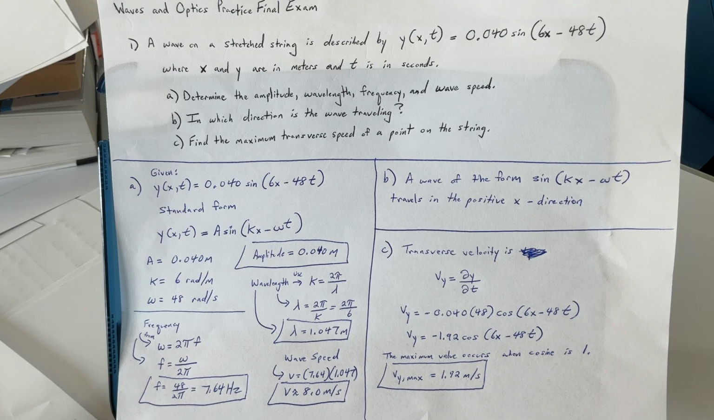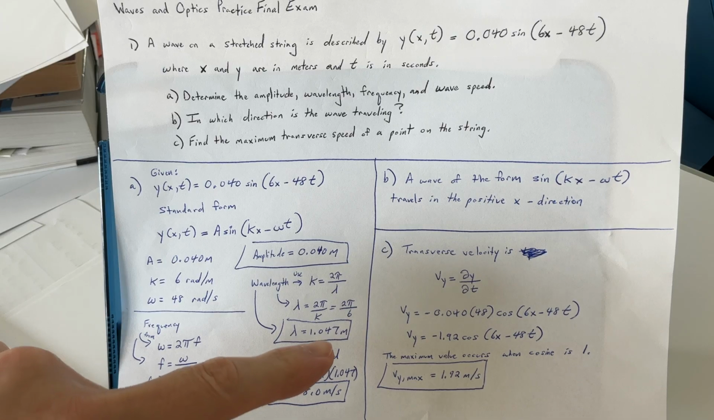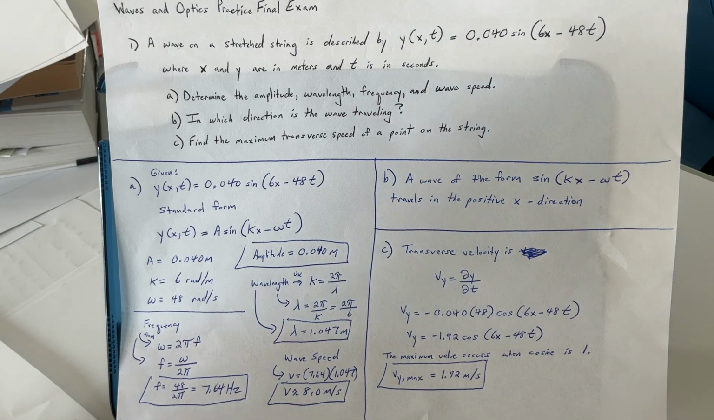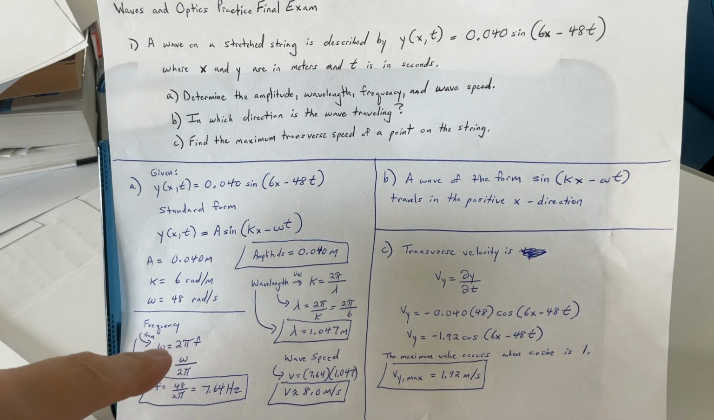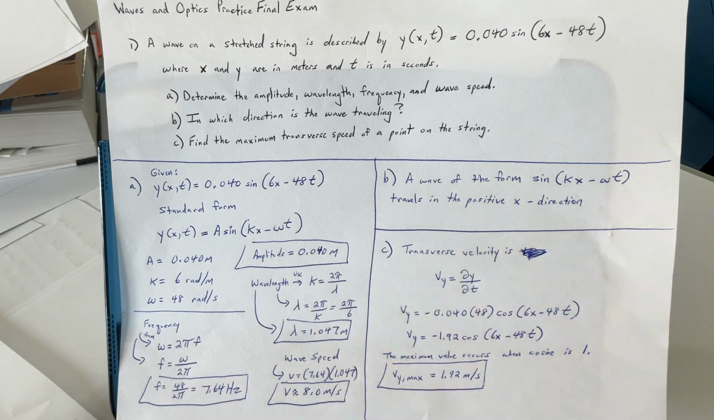Wavelength calculation: k equals 2π over λ, and that's going to be 2π over 6. So what we wind up getting is λ equals 1.047 meters. That represents our wavelength. Going to our frequency, angular frequency ω equals 2πf, so f equals ω over 2π. f equals 48 over 2π equals 7.64 hertz.